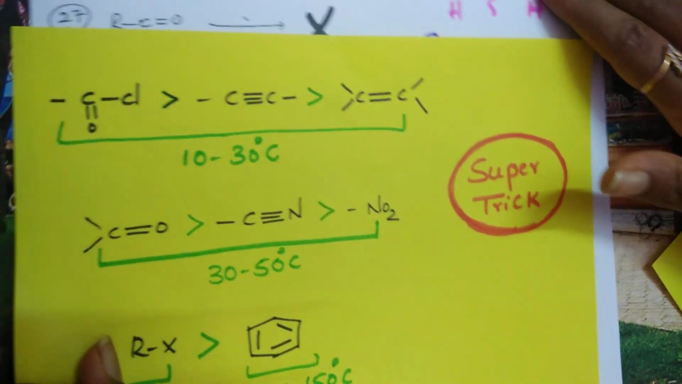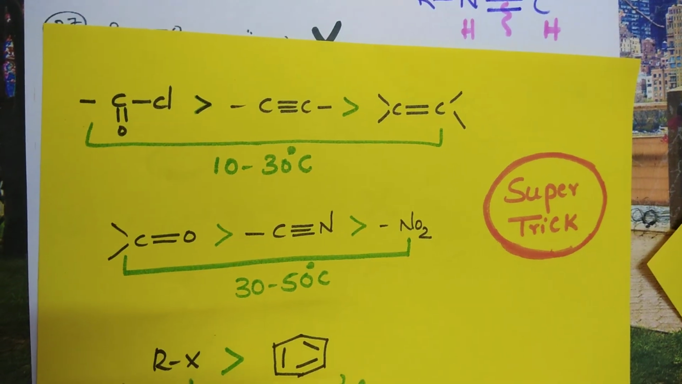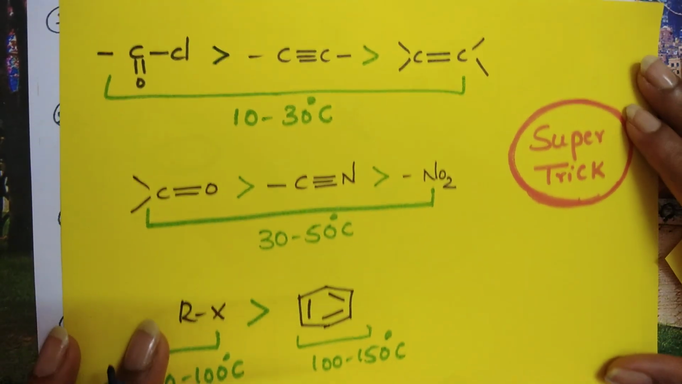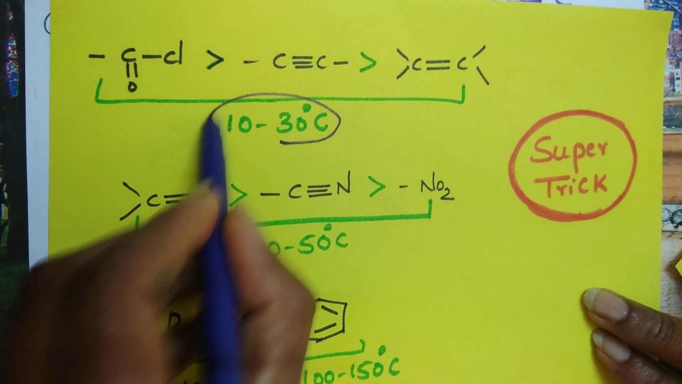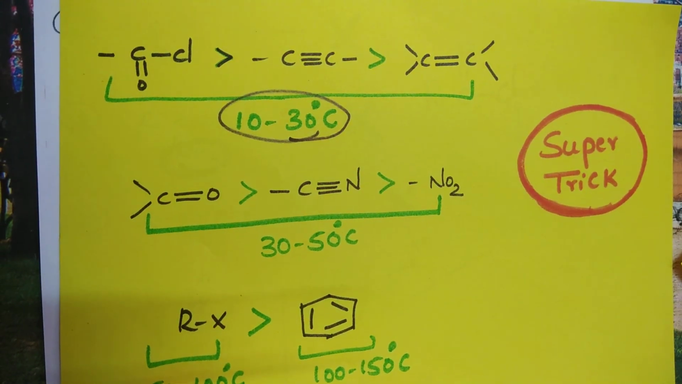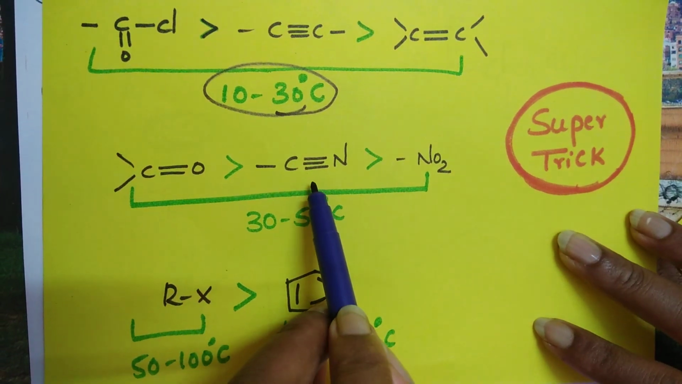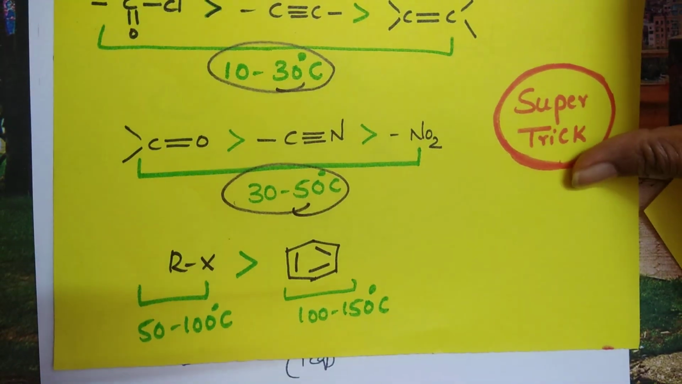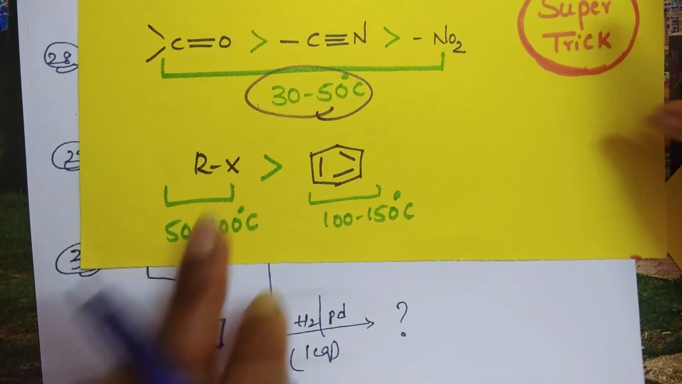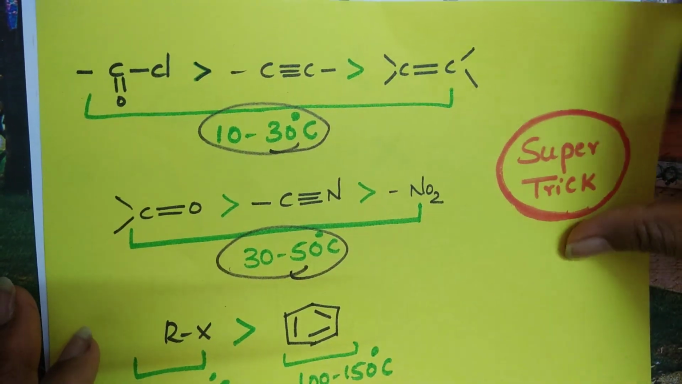Out of these two, which one will be reduced? I'll continue in this session only. It is becoming a little long. It's okay, na? See here. This is a super trick you should remember. Acyl halides, alkynes, alkenes, they need 10 to 30 degrees Celsius temperature. This is the hydrogenation order. Next, carbonyl compounds, nitriles, nitro compounds, they need this much temperature, 30 to 50 degrees Celsius. Alkyl halides need 50 to 100 and benzene needs 100 to 150. Note this down and keep it with you. It helps you so much.